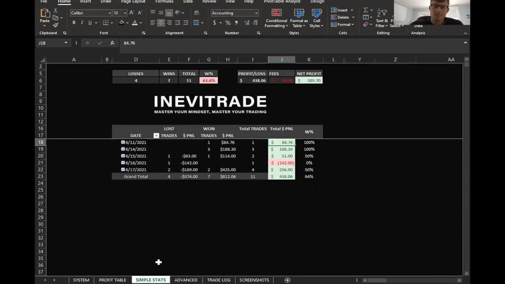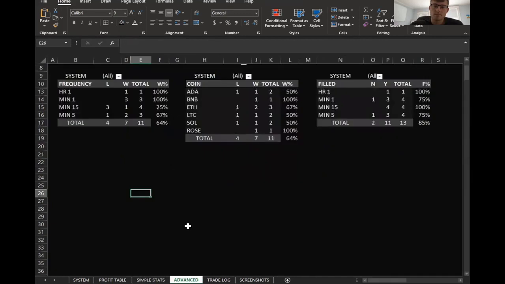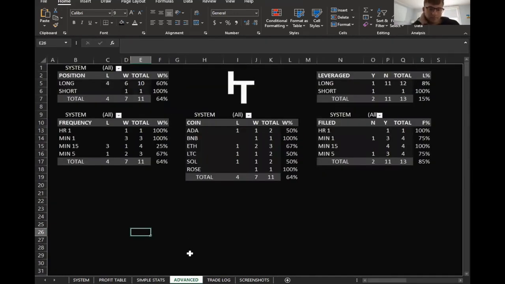Really cool tool. Now, let's say you're looking at this and you're like, okay, maybe I'm not doing as good as I want to. How can I improve? And that's where the next tab comes in, and that's the advanced tab. So now you can come in here, and again, all of this data is driven by your trades.